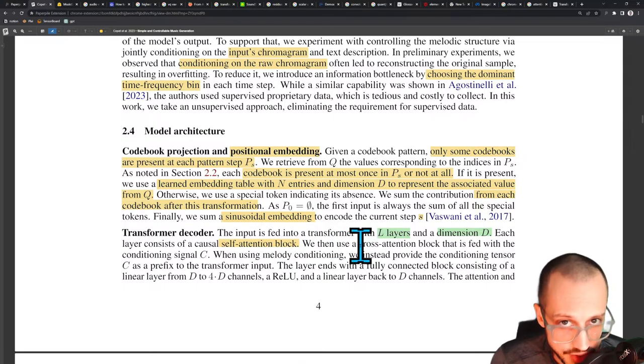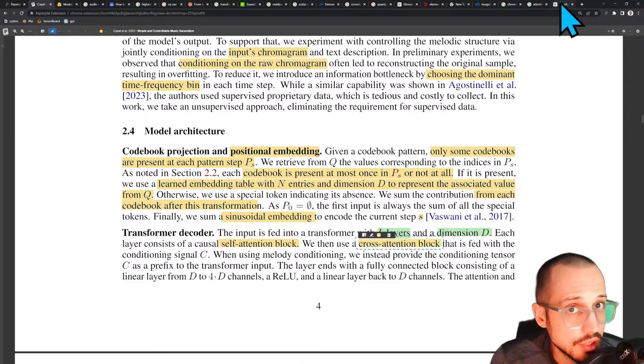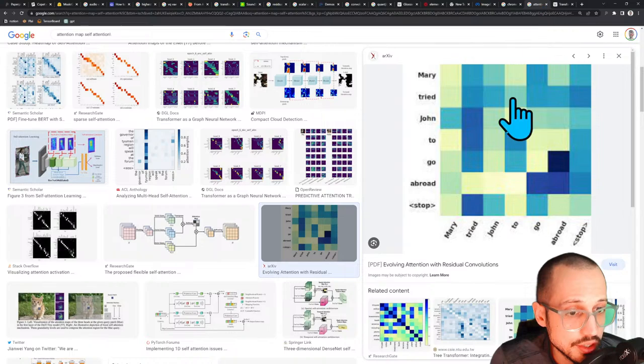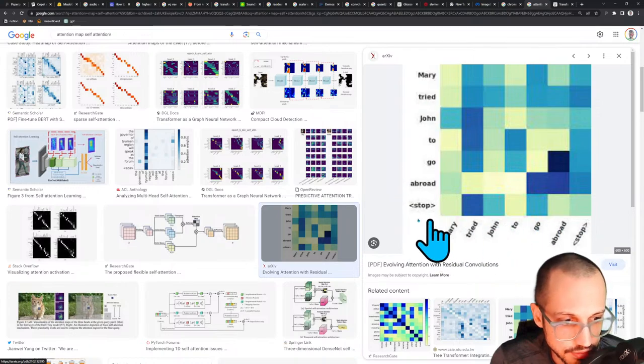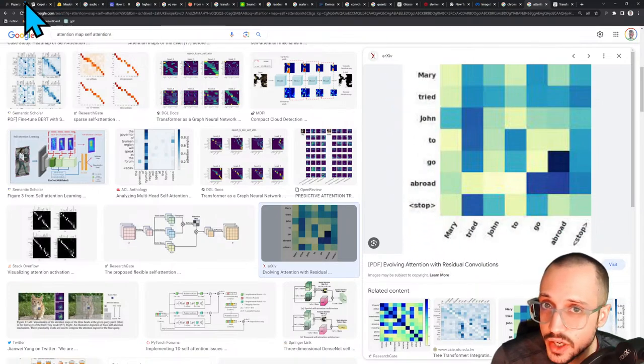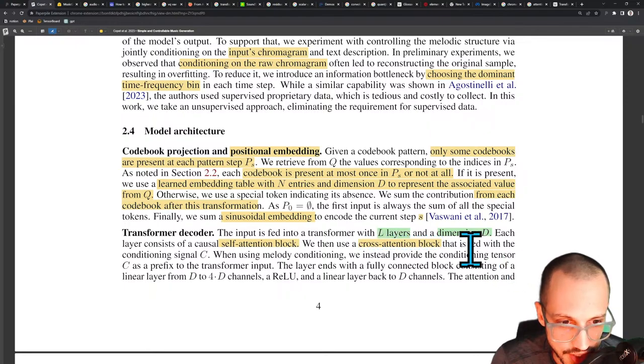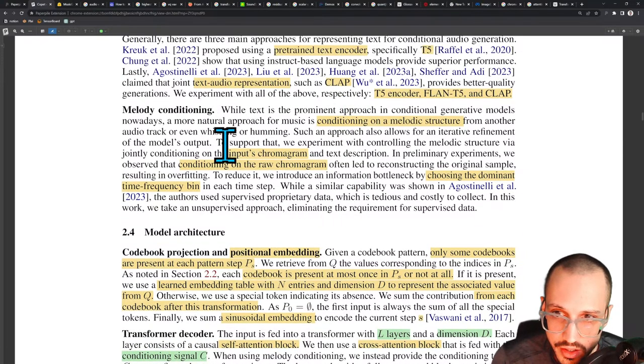We then use a cross-attention block. Now think of this picture, but it's no longer Mary tried John to go abroad. Now you're going to have two different things here, potentially the one codebook and potentially the other codebook. Let's see what they actually are doing. Fed with the conditioning signal C. C is the conditioning signal coming from here, which is basically the combination of the text conditioning and the melody conditioning based on the chromagram.